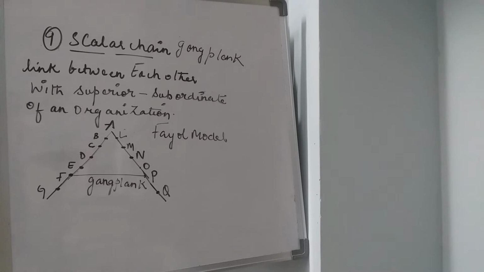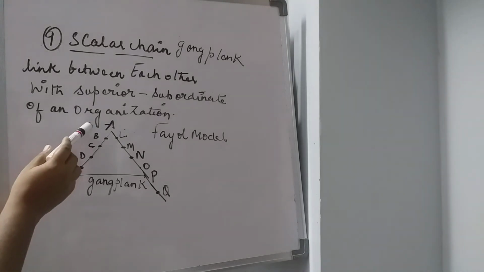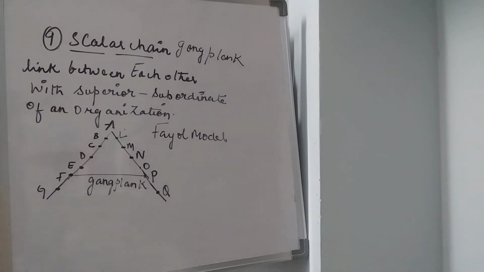So the communication must flow from A to B, B to C, C to D and D to E, and so on, while coming from top to bottom. I am talking about one side: A to B, B to C, C to D. Like that the information is flowing.